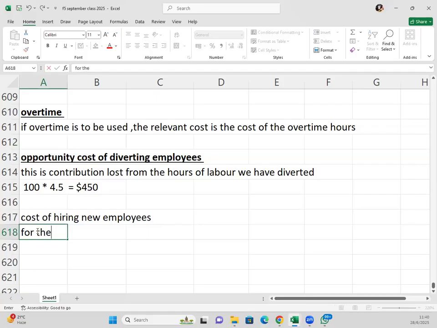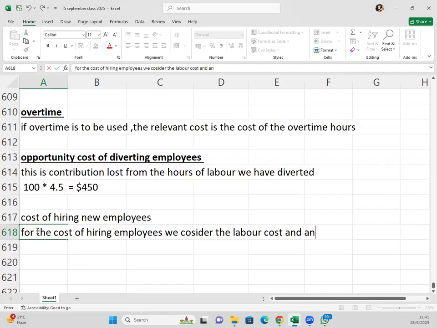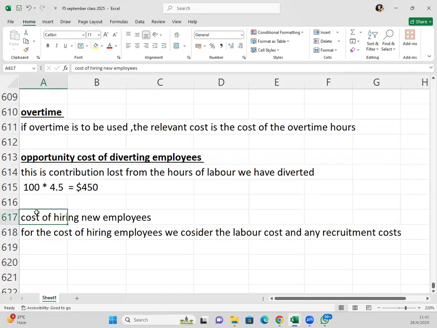So for the cost of hiring employees, we consider the labor costs and any recruitment costs, because we have to recruit the workers. So it is the cost of the labor plus the cost of recruiting.